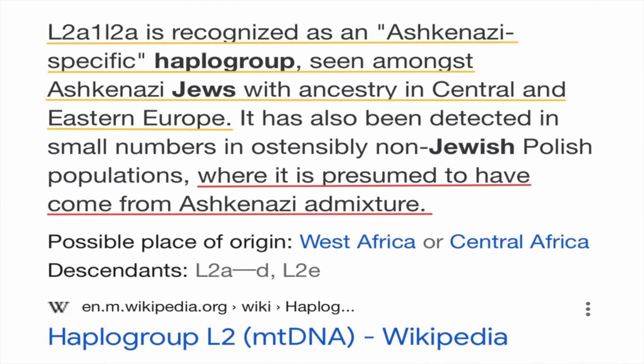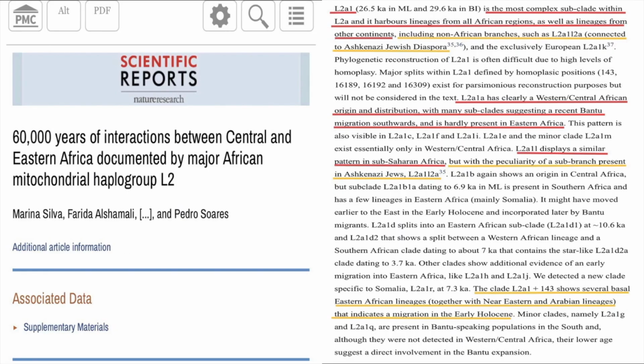Furthermore, L2A1 L2A is recognized as an Ashkenazic specific haplogroup seen amongst Ashkenazi Jews with ancestry in Central and Eastern Europe, where it is presumed to have come from Ashkenazi admixture. And this study kind of deals with it.